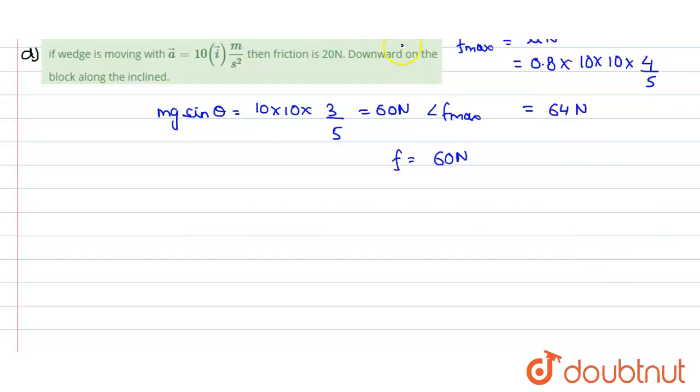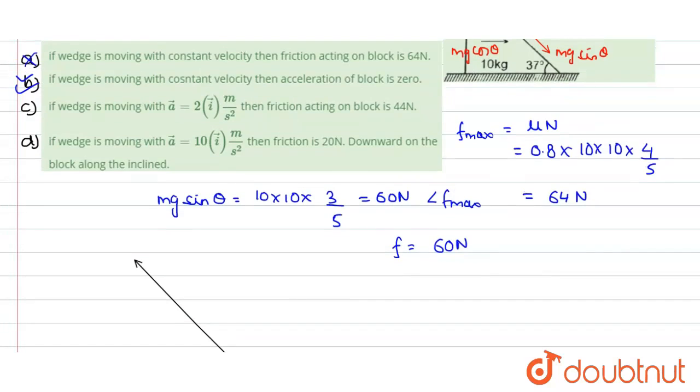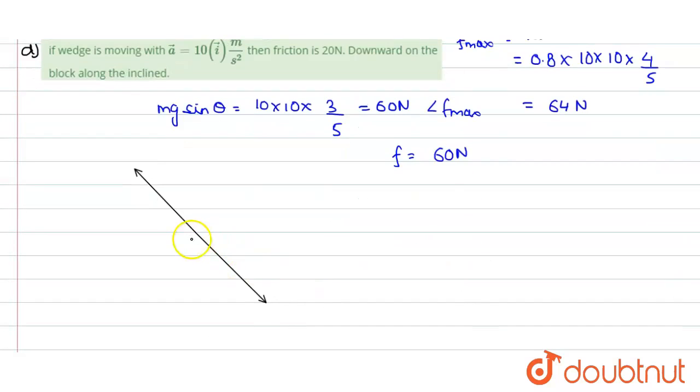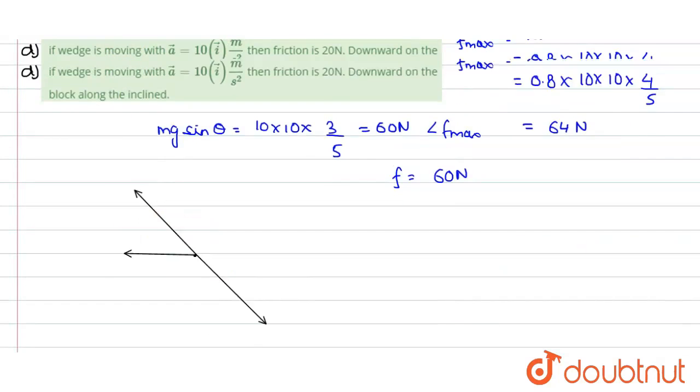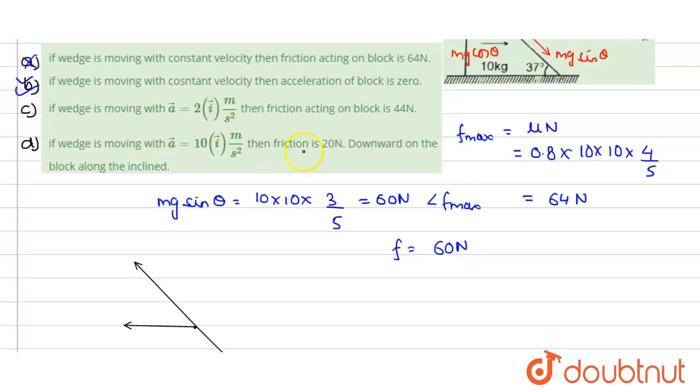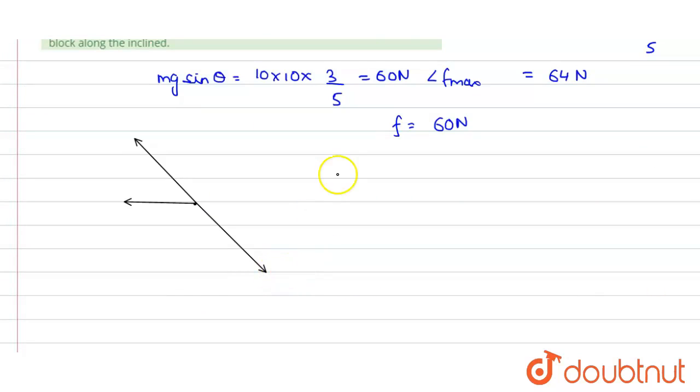Now we just draw the FBD for our block. So we have already seen that this is our mg sine theta, and if it is moving, we first of all need to write our pseudo force. Pseudo force would be acting in the backward direction because it is moving in the i cap direction, so pseudo force would be acting in the opposite direction. Now this is our mg sine theta, whose value is 60 Newton.